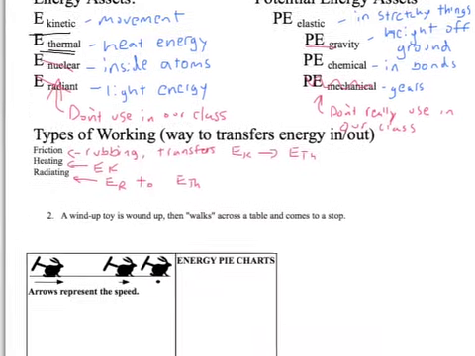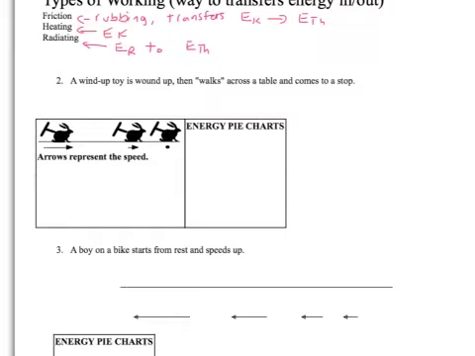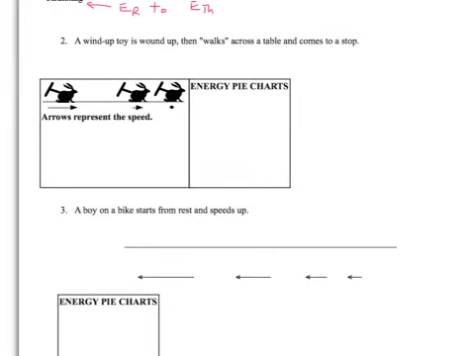So, down lower, I'm going to talk about the wind-up toy. With the wind-up toy, I look at this and I first draw my dotted line to represent my system. So it's going to be the toy and the ground. Now I've got to see if any energy is gained or lost. Now what's happening here? It looks like the arrows represent speed, so it looks like the thing slows down.